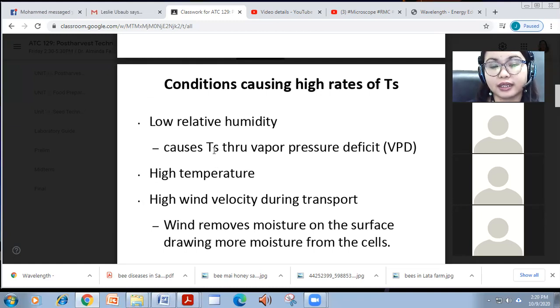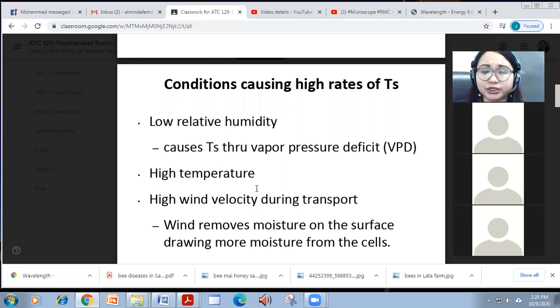So if you notice, like in a car, if it is cold inside, it becomes moist outside. Or when you have a cold glass of water, what will happen outside the glass? Wet or dry? Jason? It will become moist, ma'am. Yes, because that is the effect of vapor pressure deficit, or VPD.